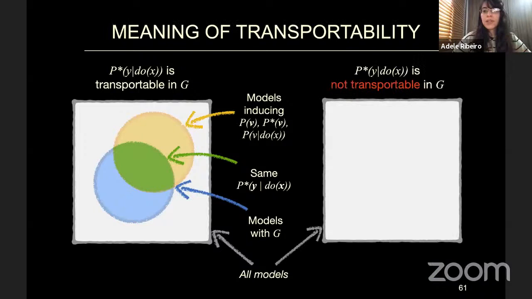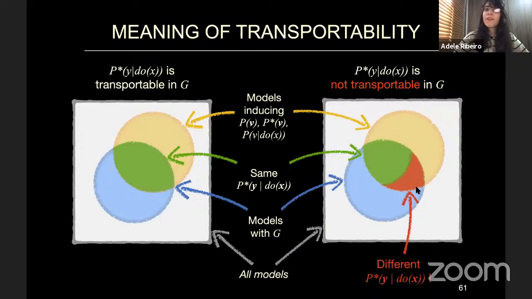There is also the other case where it's not transportable. The meaning is that in the intersection, we have some models that are as likely as the others. So all the models in the intersection equally describe all the input that we are giving here, the causal diagram, the distributions, everything is compatible, but they have different interventional distributions.